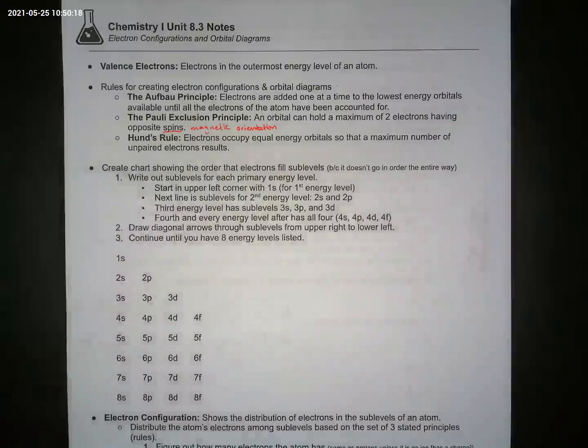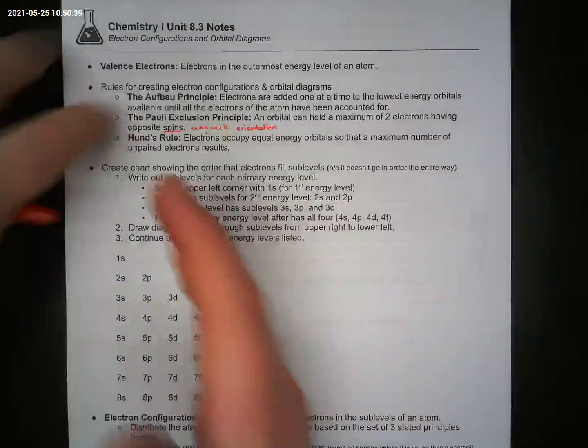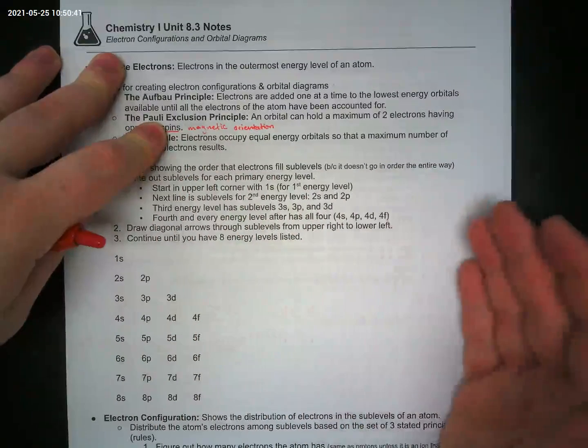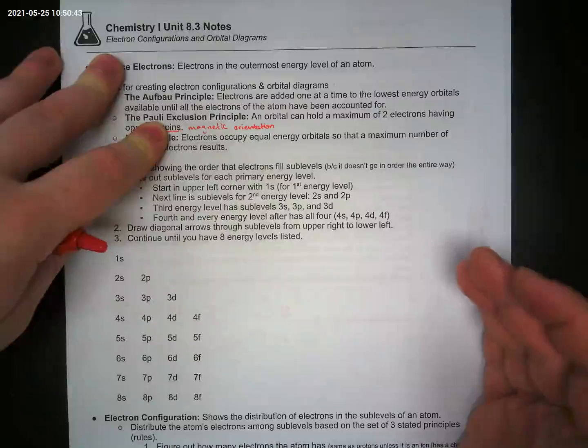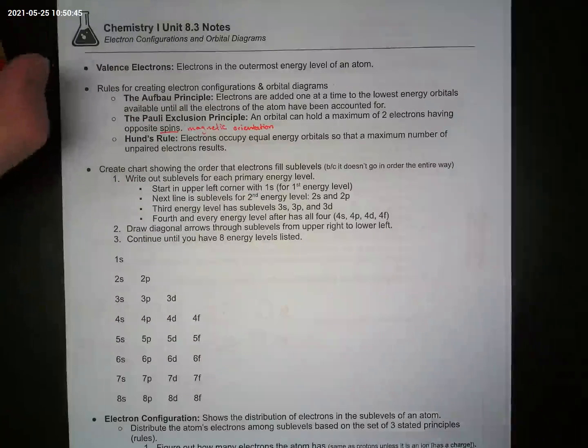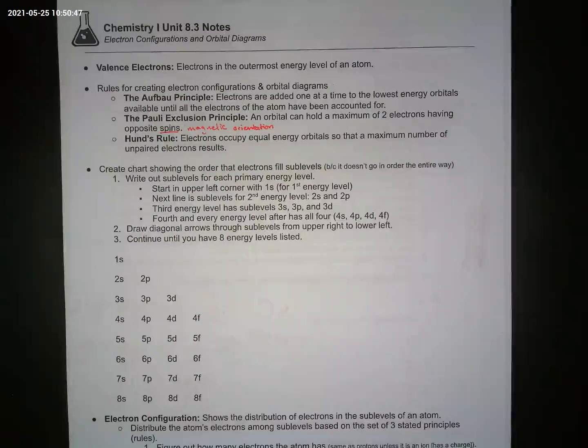And then there's Hund's rule, and we're only going to see that when we start putting the orbital diagrams together. This is where electrons occupy equal energy orbitals so that a maximum number of unpaired electrons results. Okay, so this is to say that we're going to be filling up one particular spin, and then we're going to start filling another particular spin when we get to orbitals. And again, that'll make more sense when we get there.